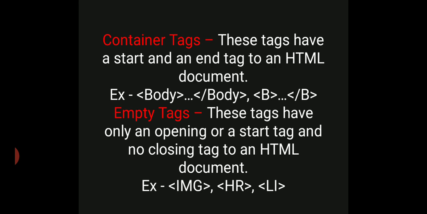Students, in the container tag there are two things to keep in mind. In a container tag we use a start tag and an end tag. As you can see in this example, the body tag opens and closes with a slash. That is called a container tag. The opening tag is the body tag and the closing tag is the tag with a slash. For example, next is the B tag. B stands for bold tag, to write letters in bold.